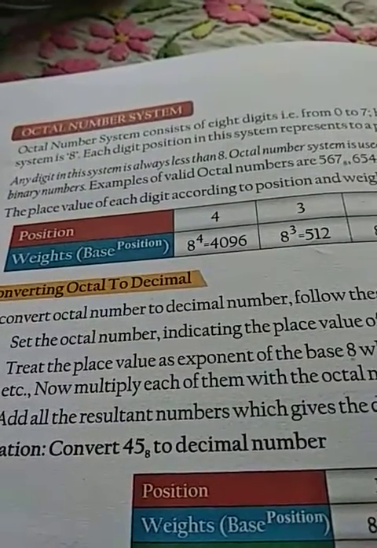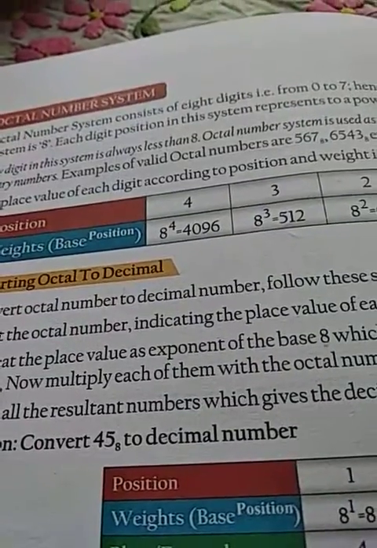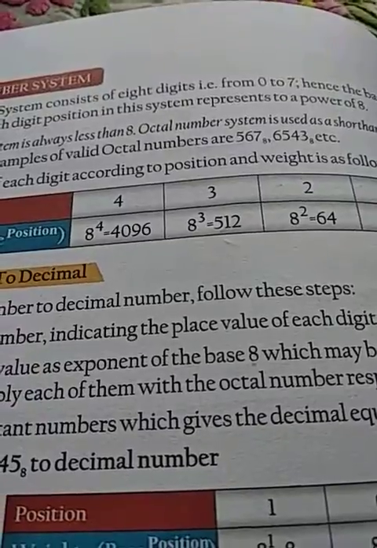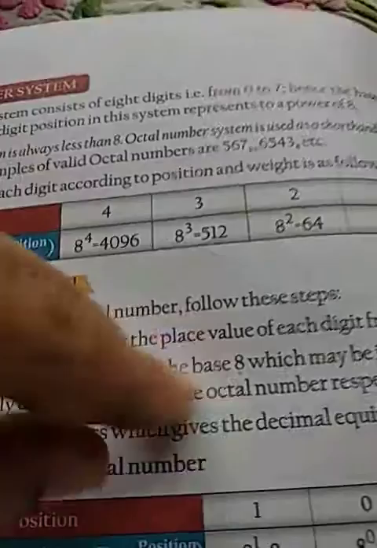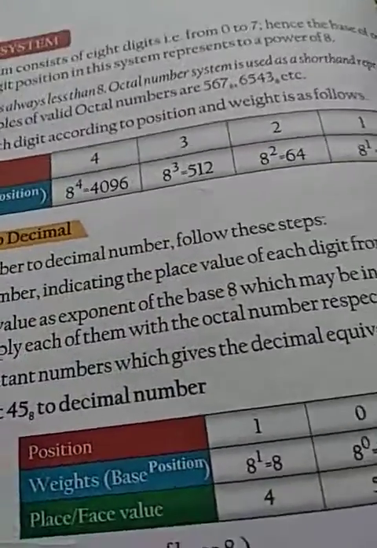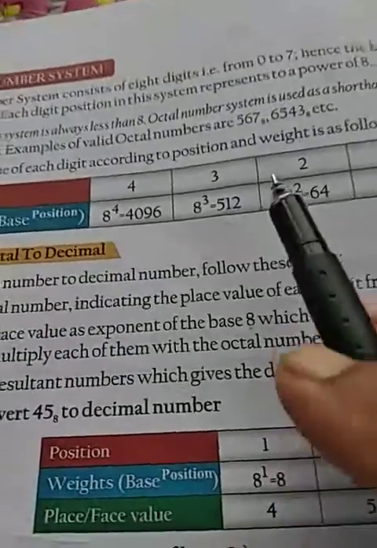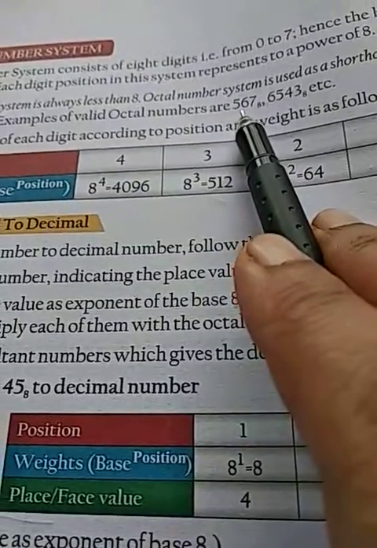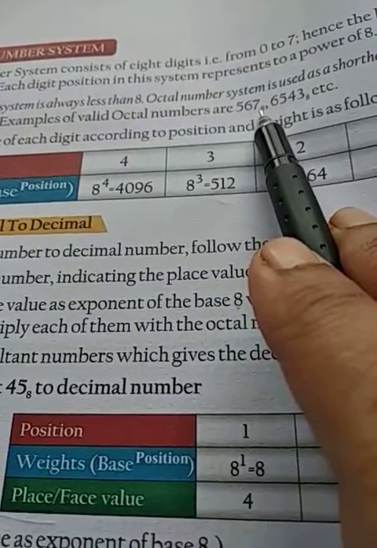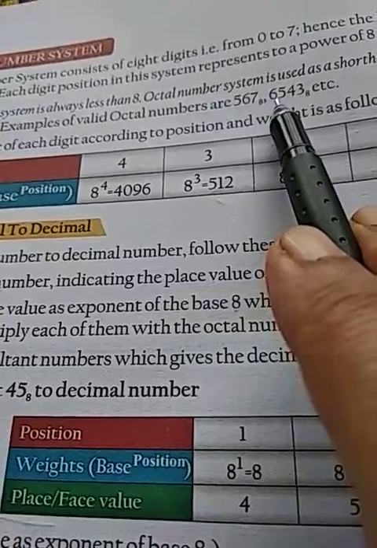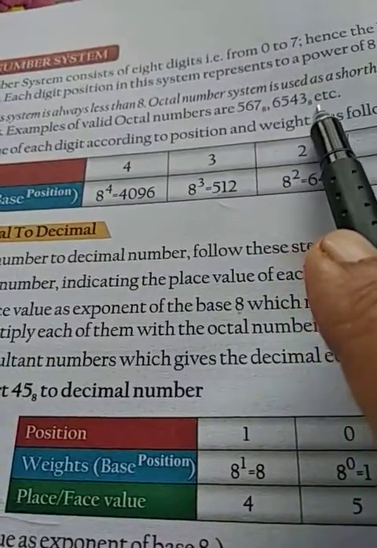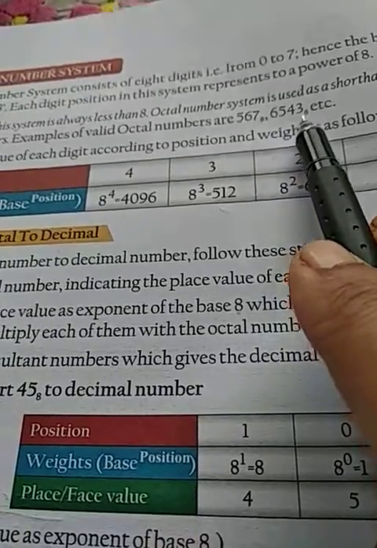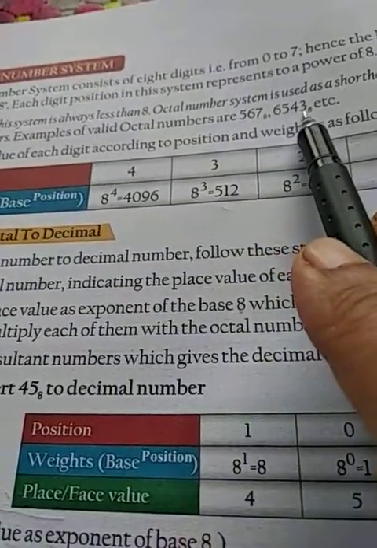Some examples of octal numbers are given here. You see 567, and at the base you see a small subscript 8. This denotes that this number is an octal number. Here also 65438. This small subscript 8 denotes that this is an octal number.